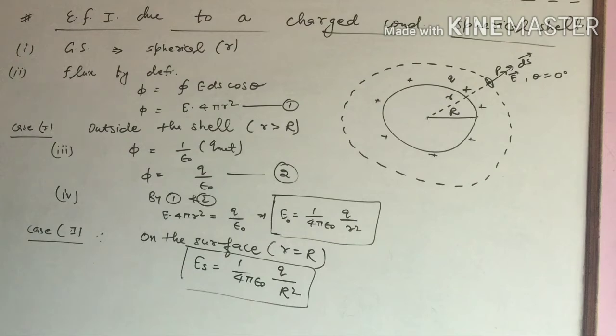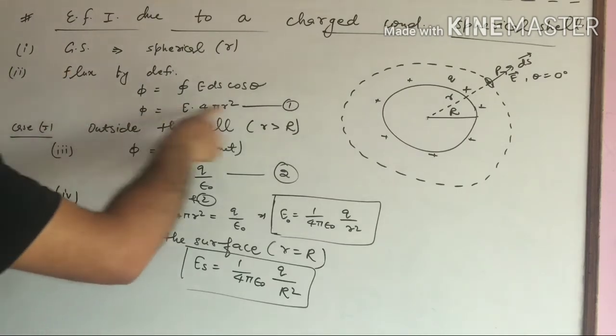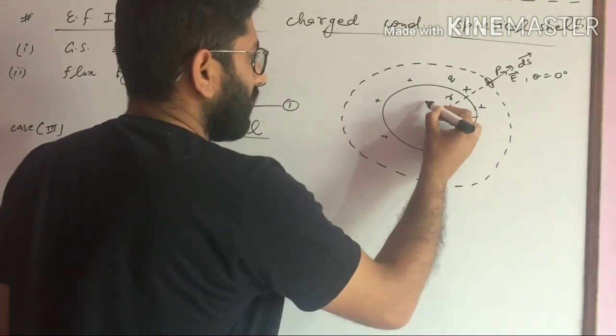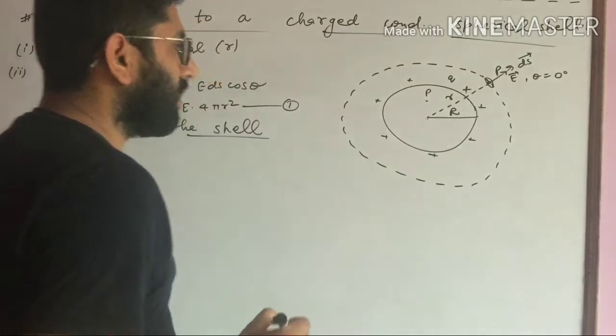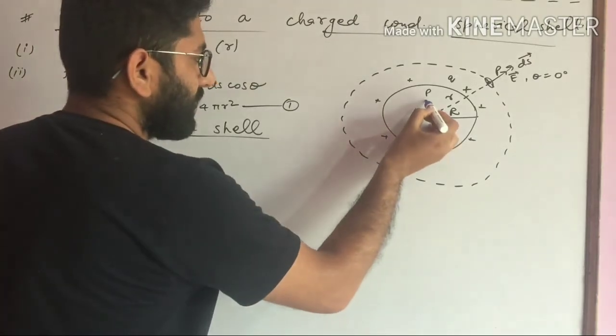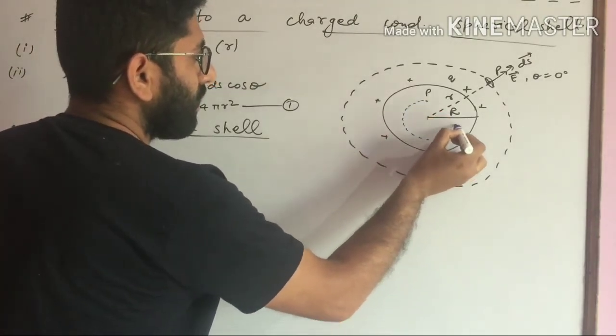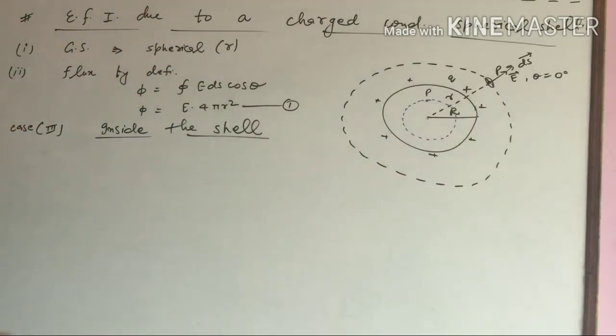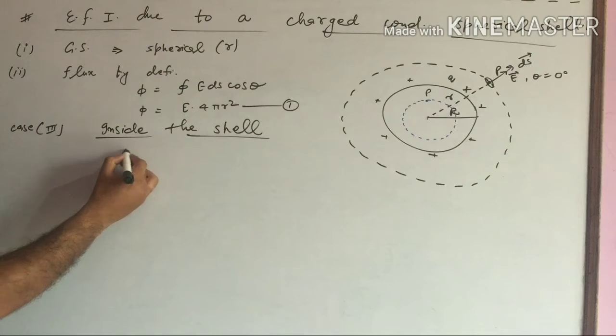Okay, now the third case will be, the point will be lying inside the spherical shell. So let us find out the electric field over there. These two steps are the same. Now inside the shell, suppose there is a point P which is inside, and let us assume a Gaussian surface over here. So now the Gaussian surface will be this one. So let us apply Gauss law and find out the flux.